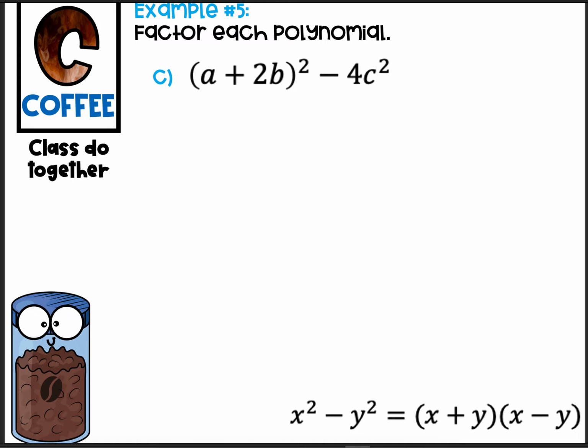This would be the factor form for this polynomial. This is the coffee example. I would like you to pause this video here and attempt to do it. But I will continue.